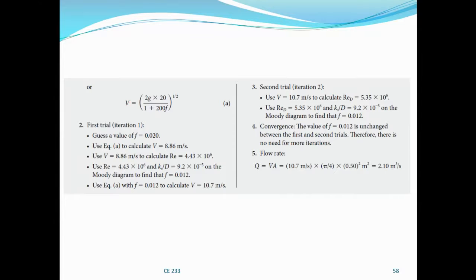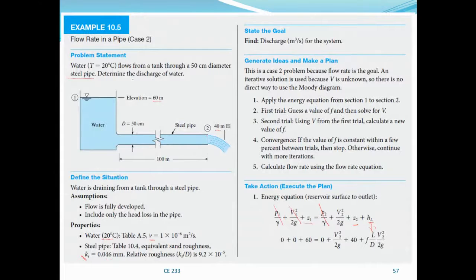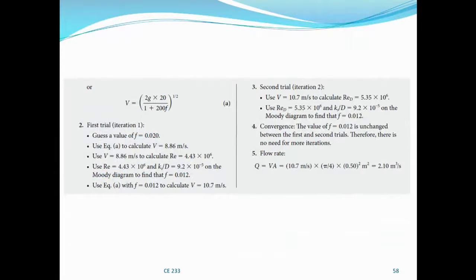Because we don't have Q, we cannot find the velocity directly. That's why we have to use the energy equation. If we had Q, we could simply find the velocity, but the question is asking us to find Q. So we cannot use V equals Q over A now, because Q is unknown. We have to go back and use the energy equation. So this is now the velocity in terms of the friction factor. Here we can assume the friction factor.